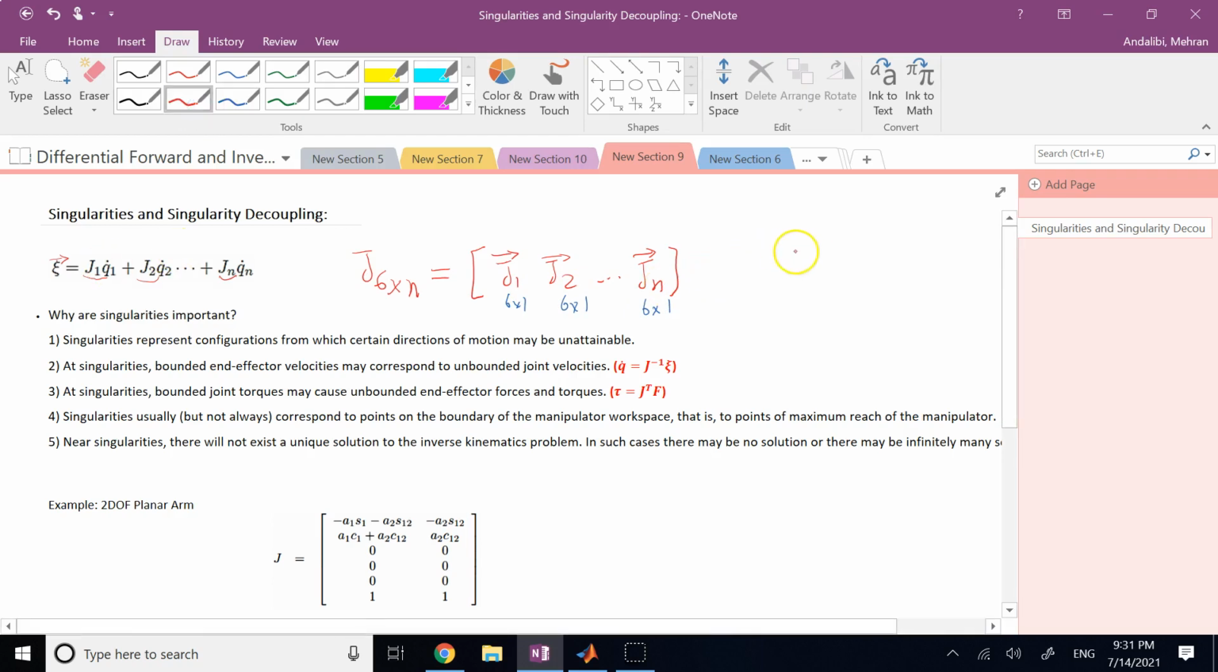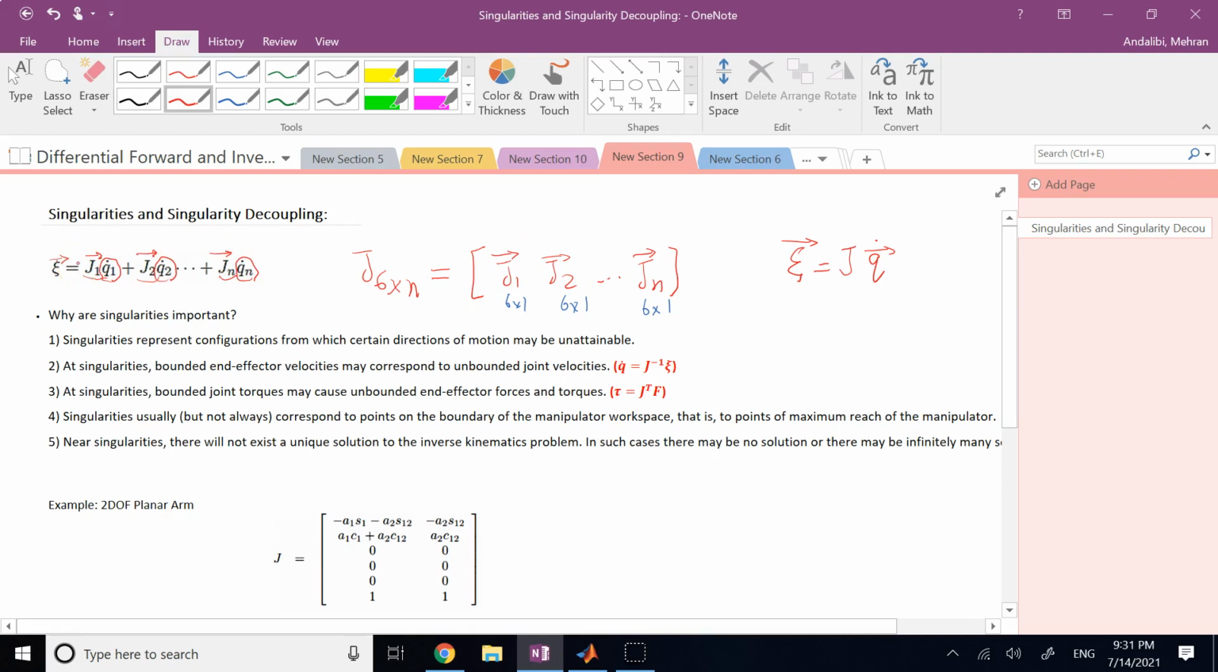When you multiply, you say zeta is equal to J times vector q dot. When you expand this, then you see that you can write zeta as a linear combination of these columns, where the weights for those combinations are what? The angular velocity for each one of the joints. Good? So we know about that. Great. Now, what do we know about linear combinations?